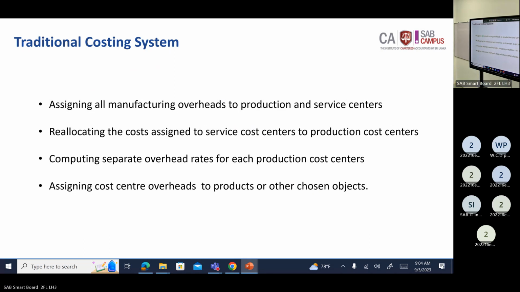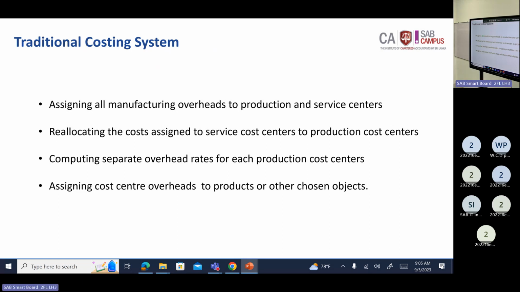So, traditional costing system assigns all manufacturing overhead to production and service centers. I hope you can remember, right? We have to allocate the overhead cost under the divisions or the departments of the business, right? Maybe say we have 2 production departments and 1 service department.